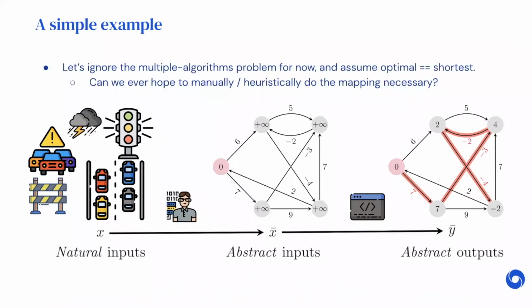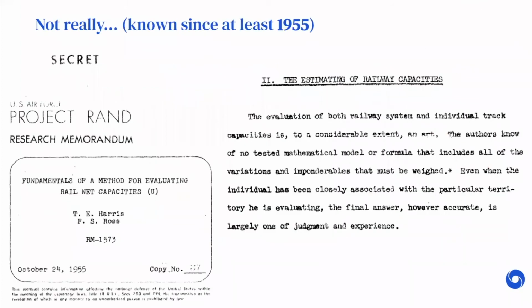Okay, if we ignore the multiple algorithm problem for now, and assume that by optimal I actually did mean shortest, you still have to perform this jump from the complex and high dimensional dynamics of the real world to an input on which you can actually apply the algorithm that you want to use. Traditionally, this is done heuristically or manually by humans. And it naturally invites the question: can we as humans ever hope to manually or heuristically do this kind of mapping? Well, since the 1950s, it has been well known that the answer to this question is no.